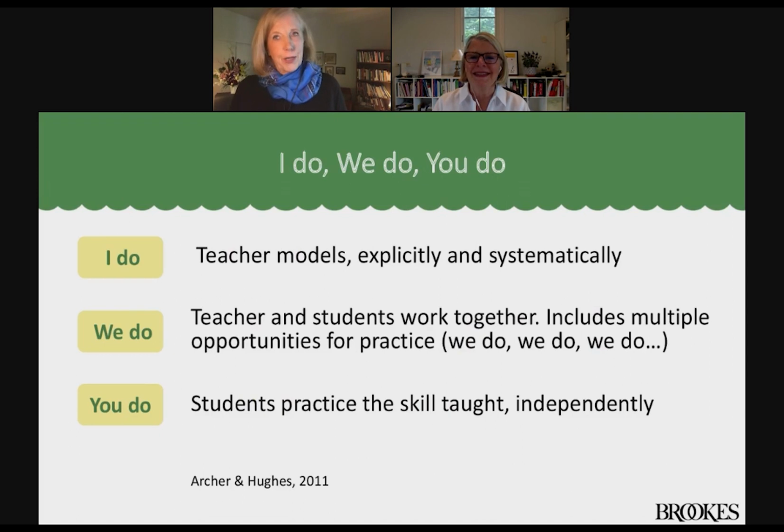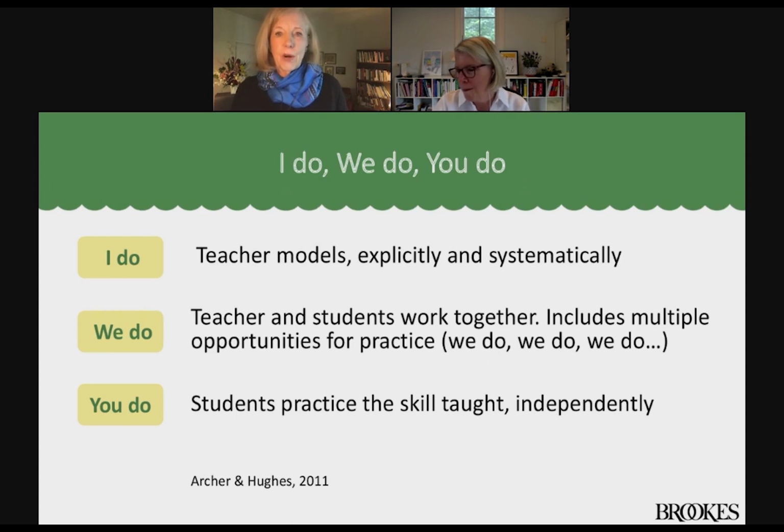I hope you have heard of I do, we do, you do. Again, this is something that Anita Archer has framed for us. And see how it relates to the features of effective instruction. And I'm going to modify it a little bit and think of I do, we do, we do, we do, we do, and then you do. That's when the student does it independently. So I do is the teacher modeling. We do is the supervised practice. And you do is when the students are released, the gradual release of responsibility to work on their own and practice some more.